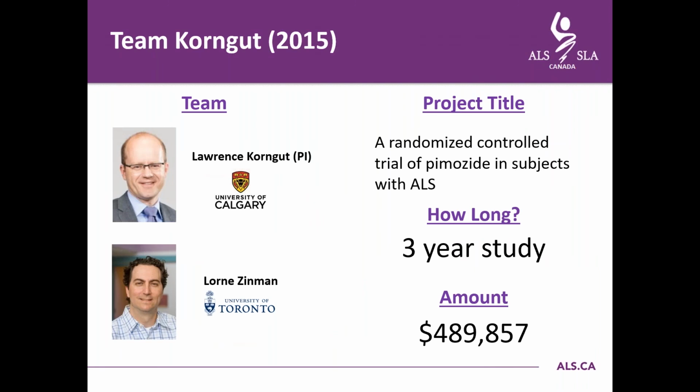A fourth group who were funded in 2015 is Team Korngut. This is a collaborative effort between Dr. Lawrence Korngut and Dr. Lauren Zinman, who are clinicians at the University of Calgary and the University of Toronto, respectively. And the idea is to run a randomized phase 2, double-blind clinical trial of a drug called Pimozide.